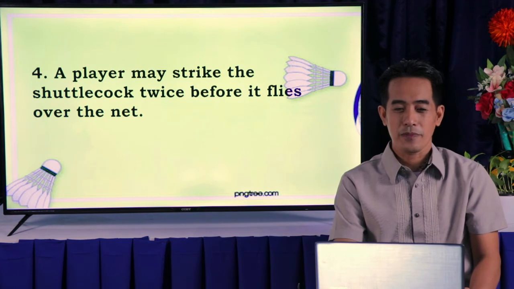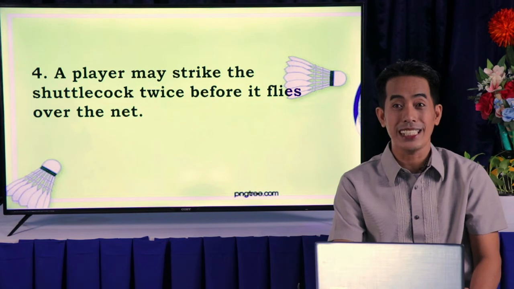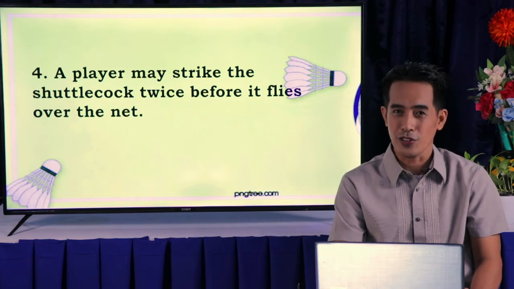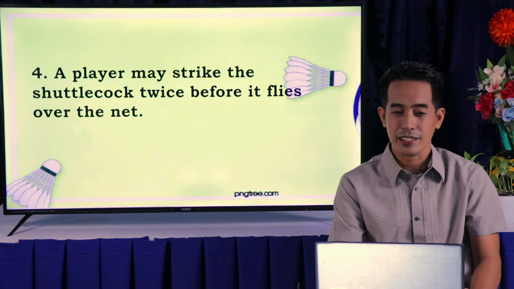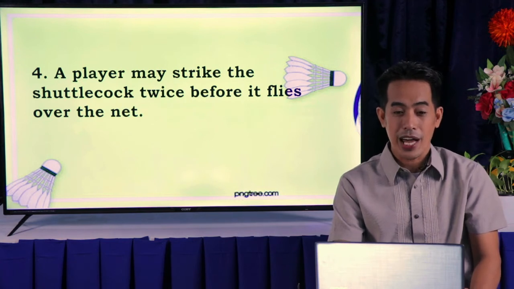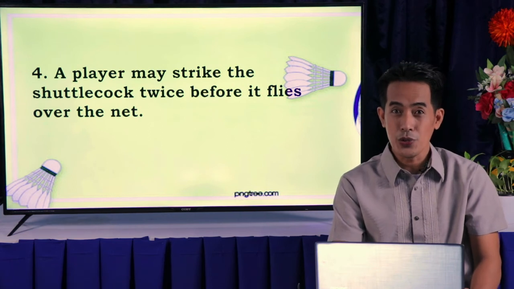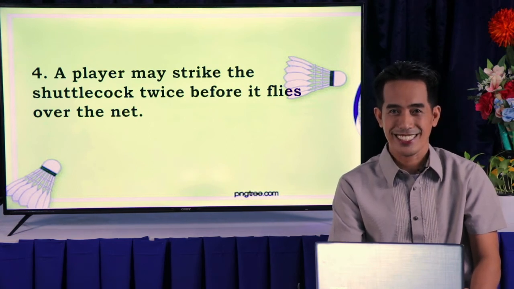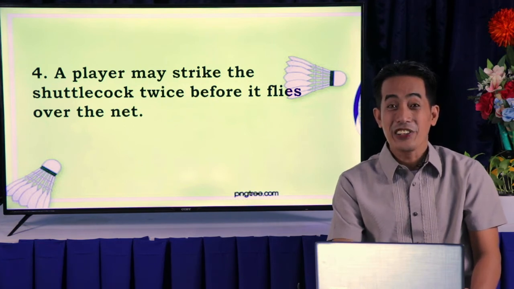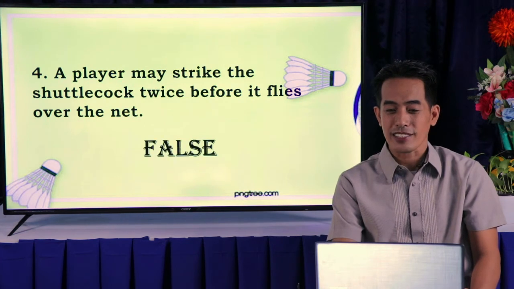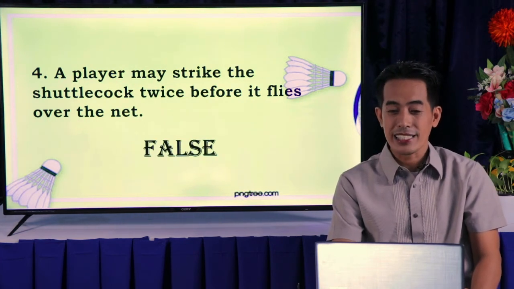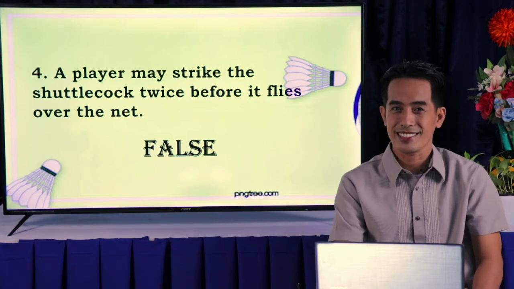Number 4. A player may strike the shuttlecock twice before it flies over the net. True or false? Great! It is false, because a player is not allowed to hit the shuttlecock twice consecutive times.